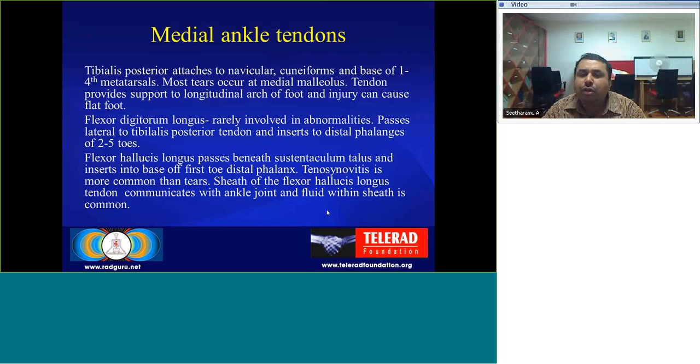The tendon is more commonly affected with tenosynovitis, but it has to be remembered that the sheath of the flexor hallucis communicates with the ankle joint, and presence of fluid in the tendon sheath per se is quite common, especially with ankle joint effusion.